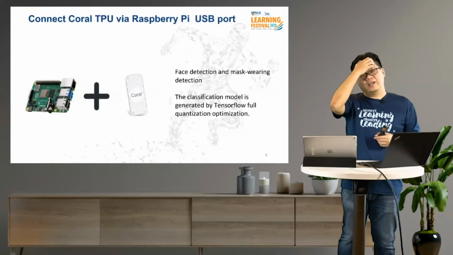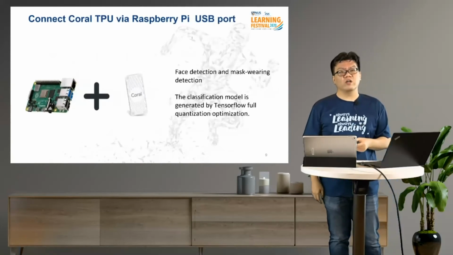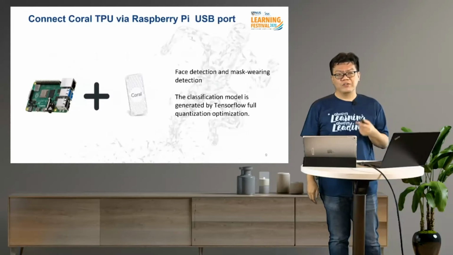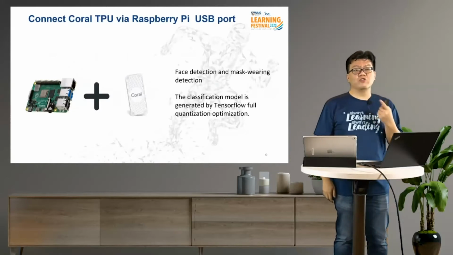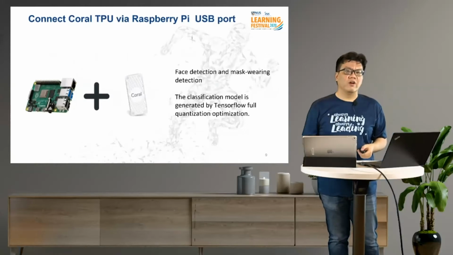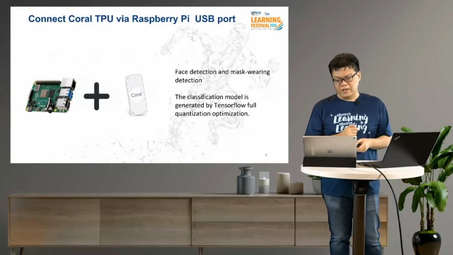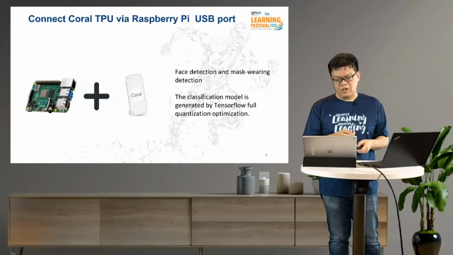So the key thing to the detection is this little device that is hooked up to the Raspberry Pi via the USB 3 port, and it's not expensive. It's around $60 to $70. Then you need to install and set up TensorFlow Lite on this Raspberry Pi.